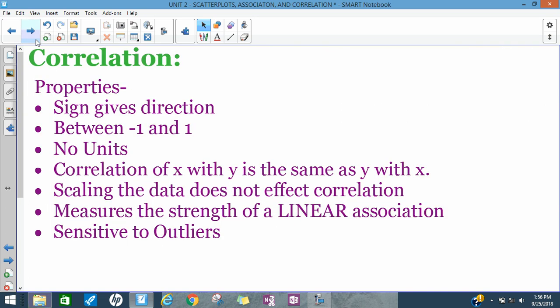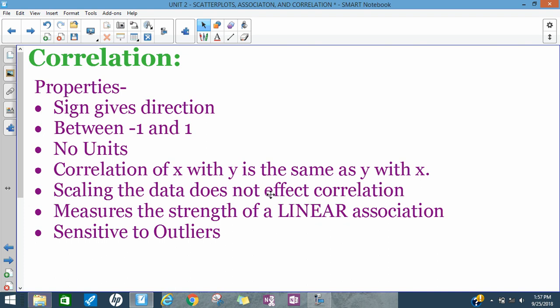Some properties of correlation. A correlation coefficient, we give it the letter R, and its sign tells you the direction. Positive means up to the right, negative means down to the right. The closer you get to 0, the weaker the correlation. The closer you get to 1 or -1, the stronger the correlation. So it's always between -1 and 1. There are no units attached to correlation. The relationship between x with y is the same as with y with x.